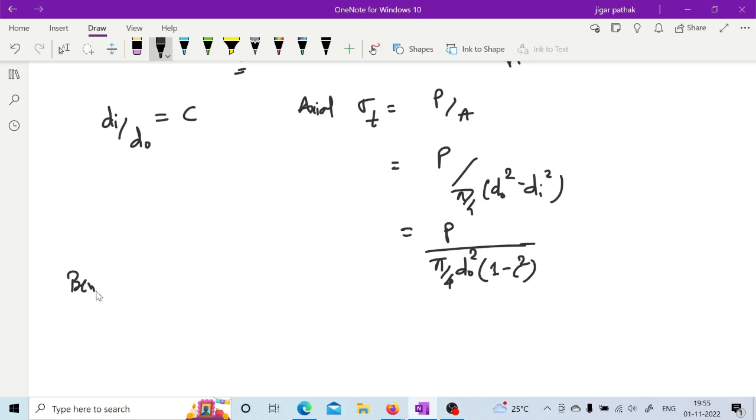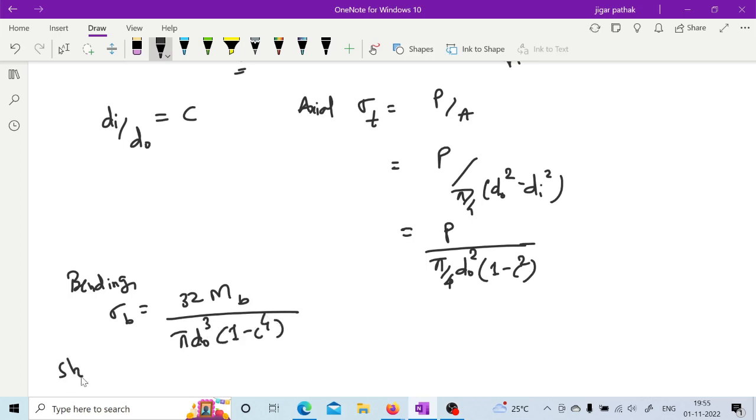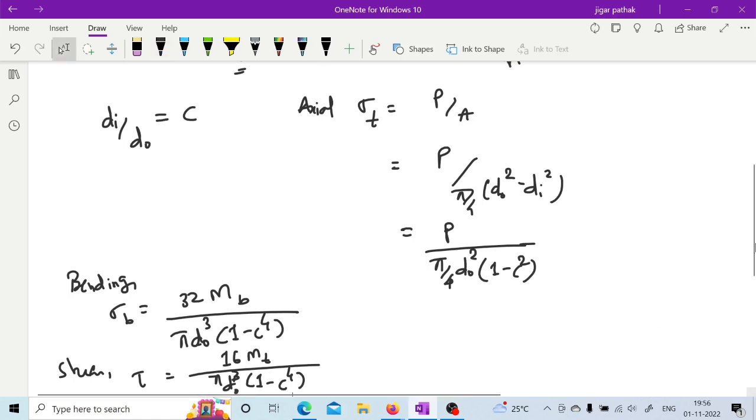Similarly, you can also calculate your bending stress sigma b, which will come out as 32 MB upon pi dO cube times 1 minus C raised to 4. Similarly, shear stress you can also calculate: tau is 16 MT upon pi dO cube times 1 minus C raised to 4. Right, so like this you can write for hollow shaft.